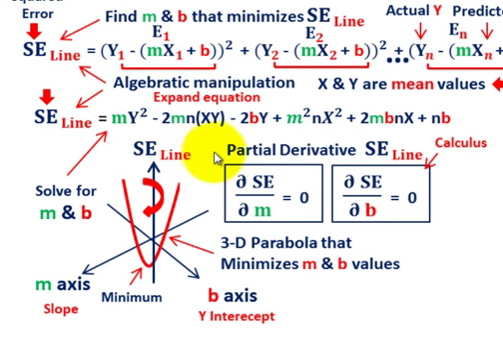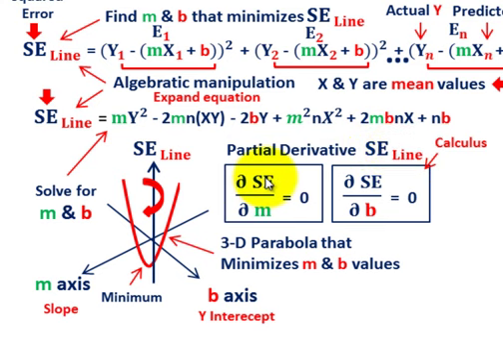And what you're going to do here, using our calculus, is take the partial derivative of our squared error of our line, this algebraic equation, and we can come up with the minimum point that's going to represent our m and b values. So we're dealing with this 3D parabola, and we want to minimize both our m and our b values. And we do it through partial derivatives of the total squared error of the line.